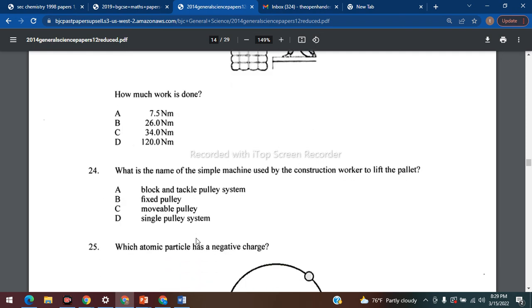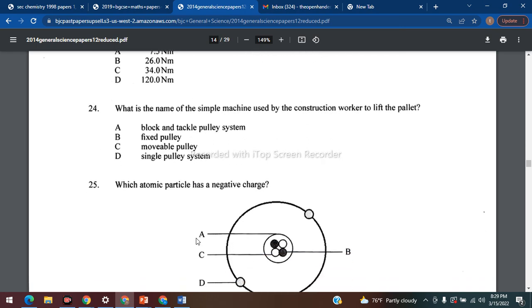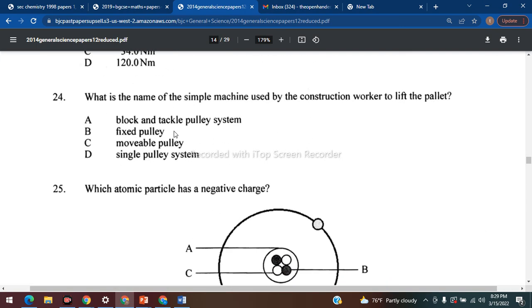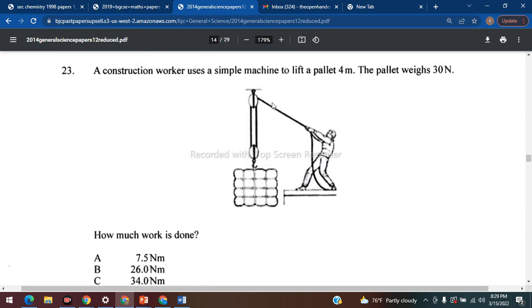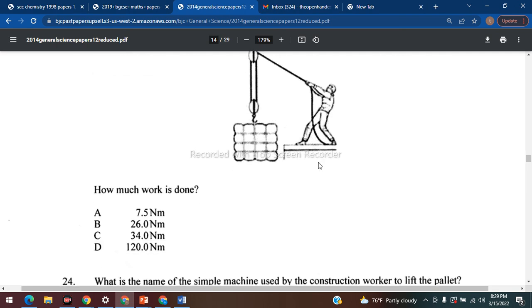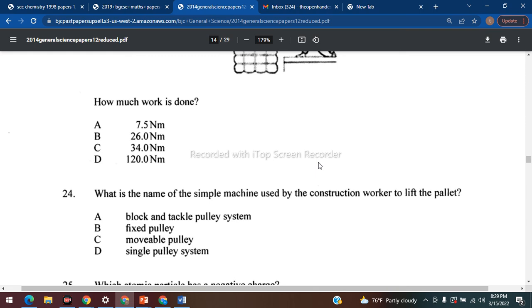Number 24. What is the name of the simple machine used by the construction worker to lift the pallet? So here is the construction worker. He's using a simple machine. What's the name of the simple machine? Block and tackle pulley system.